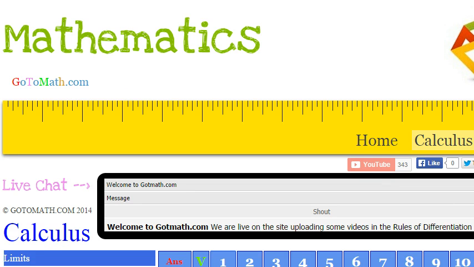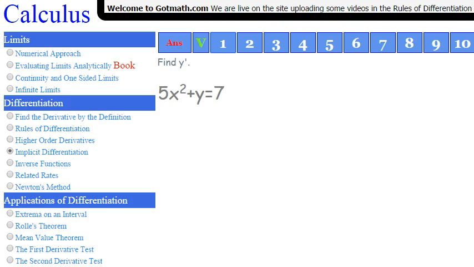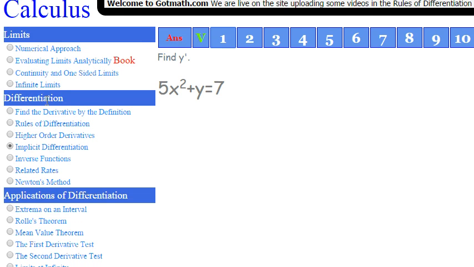We are at gotomath.com. We are working some calculus, and we're down here under differentiation. We're doing implicit differentiation, and this section here is what we're in. It says find y prime. All right, find y prime. So this is written implicitly. Let's go over to the board.